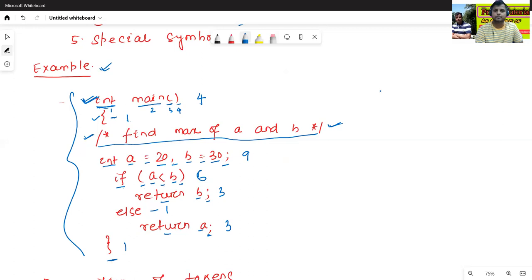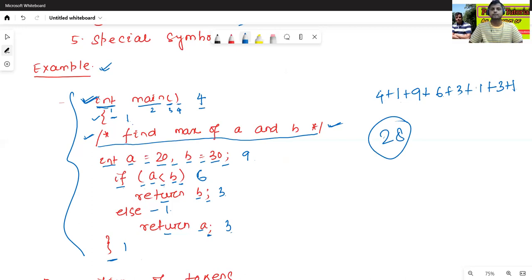Okay. So how many tokens does the code or the program contain? 4 plus 1, then 9, then 6, 3, then 1, 3, 1, 1, then 1, 3, 1. Total 28 tokens. Total 28 tokens in this code snippet. In this way we can count the number of tokens in a program. This is a very, very important question. You may face one question from this exam for this type of example.